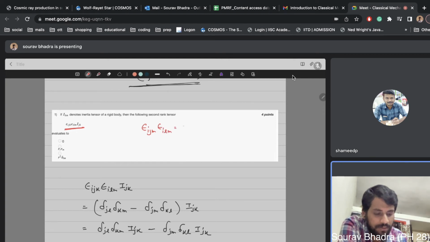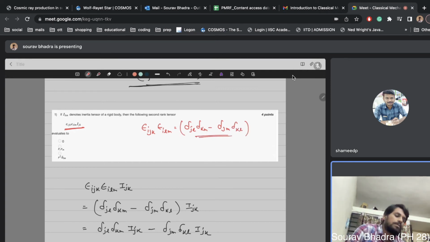ε_ijk ε_ilm equals delta JL delta KM minus delta JM delta KL. This is the property of the Levi-Civita symbol which you have to remember, and it's not a hard thing to remember because it has a pattern.